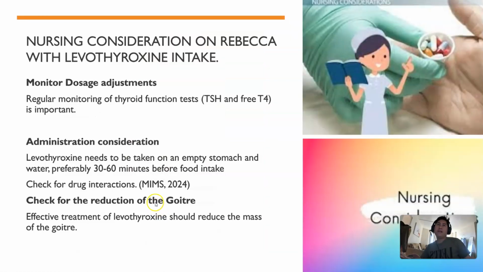So what are the nursing considerations for Rebecca with levothyroxine intake? First, we need to monitor dosage adjustments. Regular monitoring of thyroid function is important during the initial period of treatment to determine the exact dosage that needs to be administered. The goal is to bring down the TSH levels to a normal range, as she has elevated TSH due to hypothyroidism. And also we need to arrange follow-up appointments for TSH level monitoring and assess for signs of overdosage.